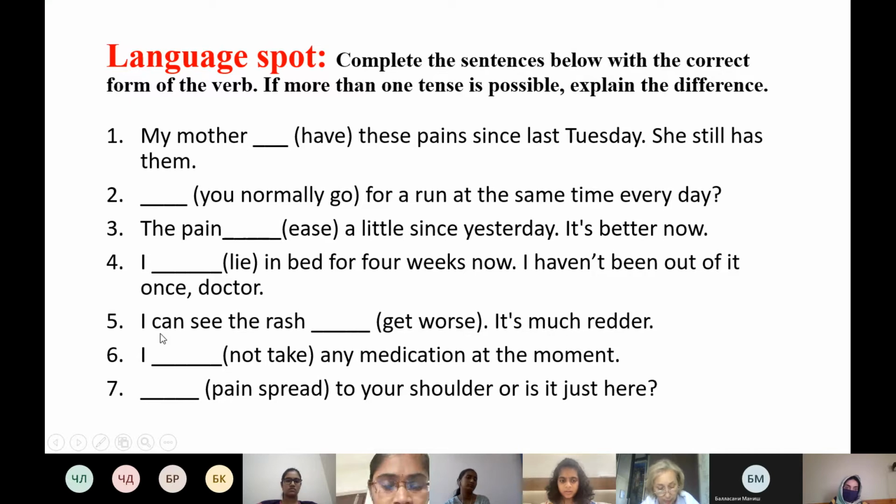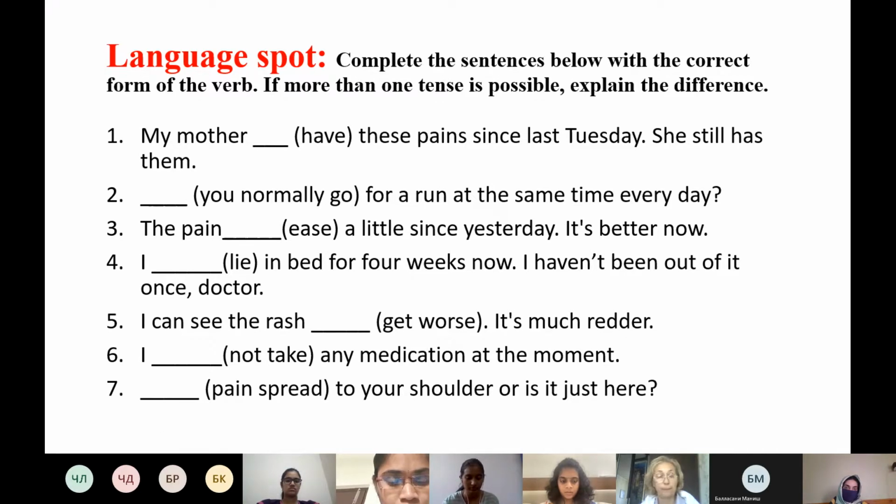Okay. So the next is for Rayapati Sai. Sentence number 5, please. I can see the rash getting worse. Which tense is it? It's present continuous. Yes. So present continuous consists of 2 parts, the verb to be and the main verb. So we can say the rash is getting worse. Exactly.